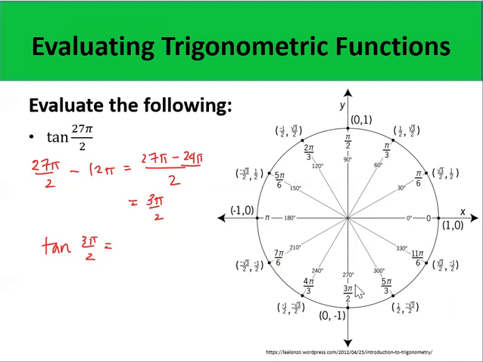And 3 pi over 2 is an axis angle, and its terminal point is as follows. And tangent is defined to be y over x. So if that's y over x, that's going to be negative 1 over 0, which is undefined.